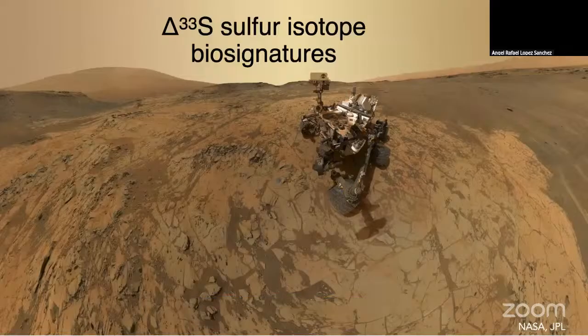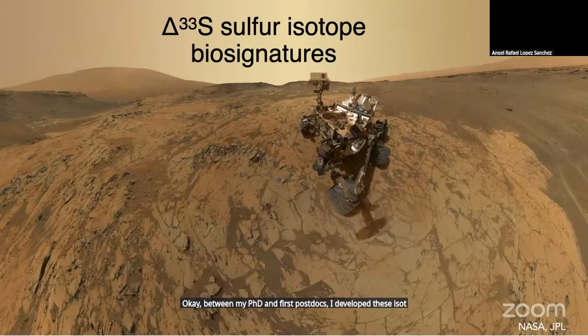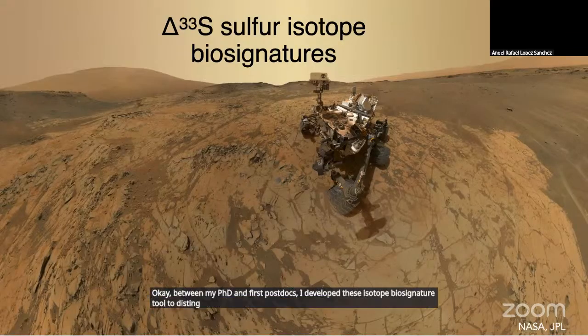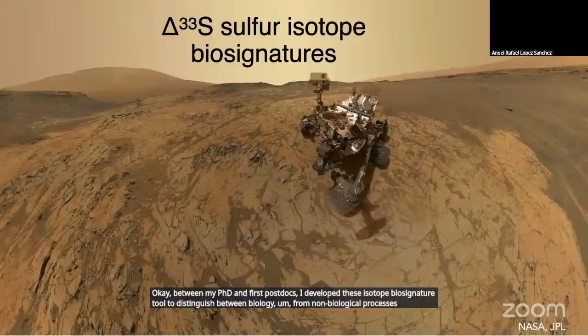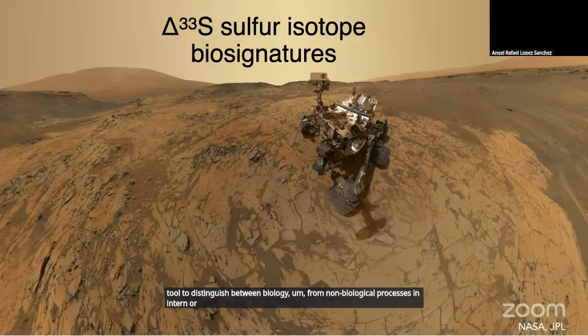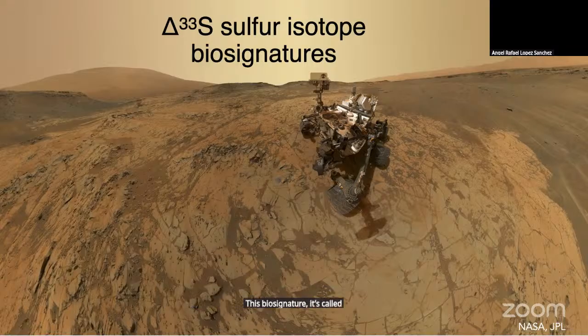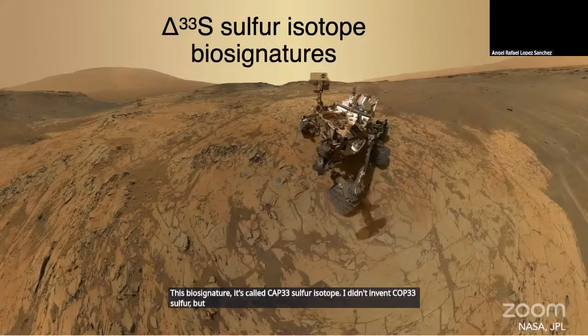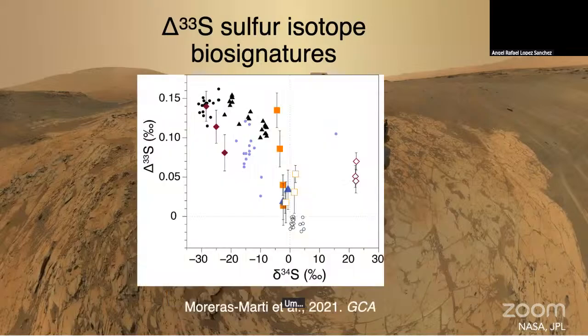Between my PhD and first postdocs, I developed this isotope biosignature tool to distinguish biology from non-biological processes in ancient or extraterrestrial life. This biosignature is called Cap33 sulfur isotope. I didn't invent Cap33 sulfur, but what I did was combine it with delta 34 sulfur, as you can see in this plot.